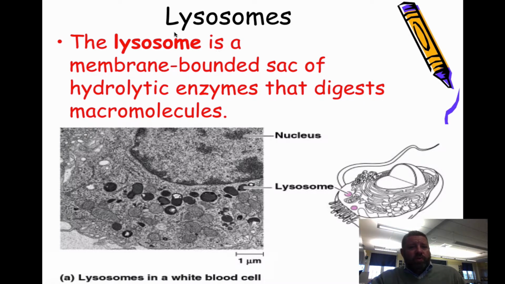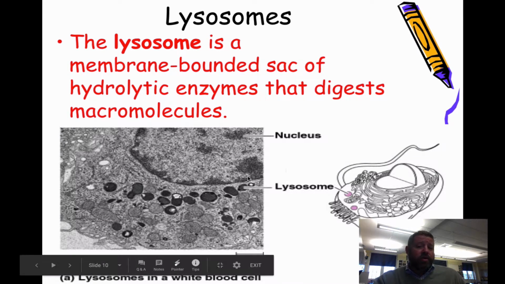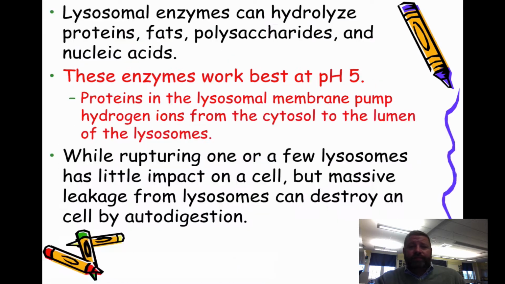Certain cells will have more lysosomes than others. In this case, white blood cells will have the most, and the reason why is because their job is to gobble up other cells. You'd also probably see a lot of lysosomes in cells that line the digestive tract. Let's see. A couple things you need to know here with lysosomes. I think it's maybe the pH is important. So lysosomes work best at pH 5.